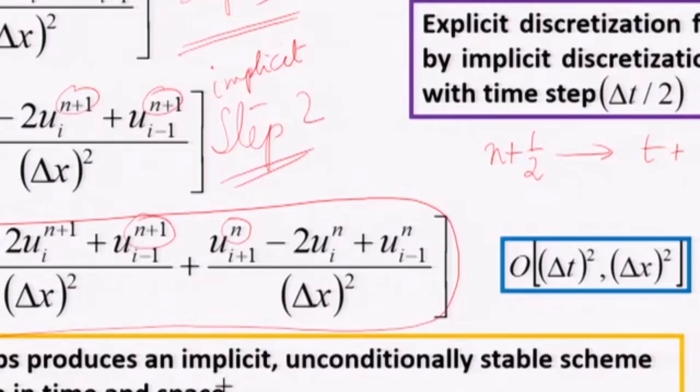Now, this essentially produces an implicit, unconditionally stable scheme. More importantly, it gives you second order accuracy in time and space. If you remember, the Laasonen scheme had given us first order accuracy in time and second order accuracy in space, but here we have second order accuracy overall in time and space. We already discussed the big advantage of having unconditional stability due to the implicit nature of the scheme. If you write down this equation by segregating the unknowns and knowns, you will be able to see the tridiagonal structure, which can be solved using TDMA.